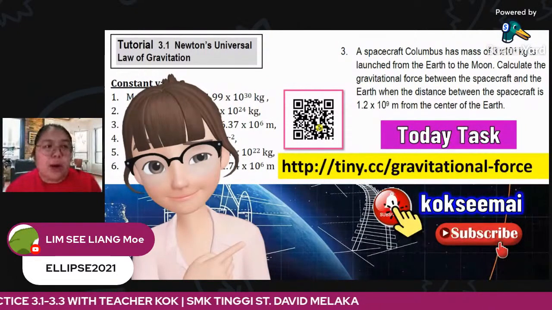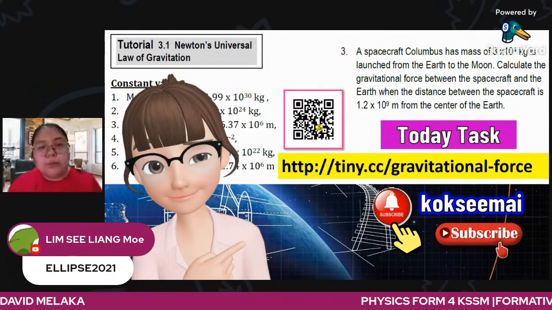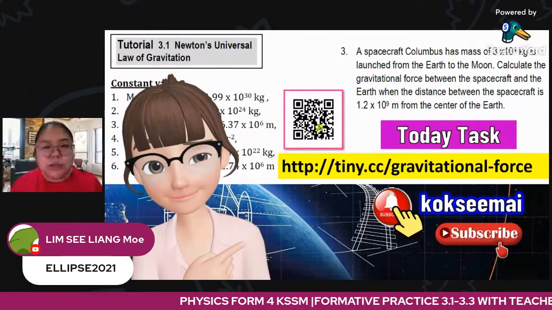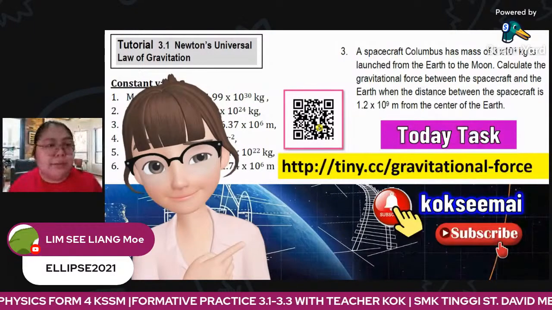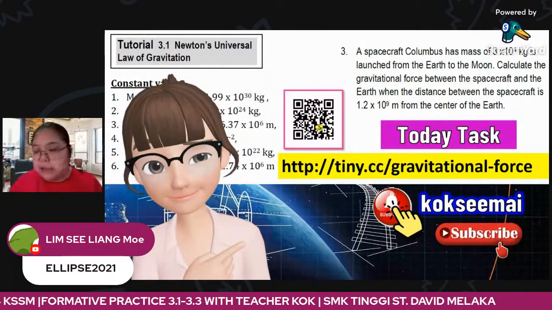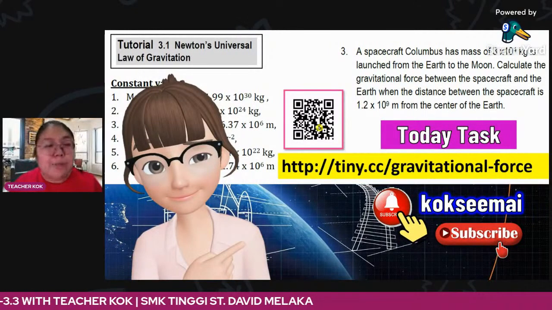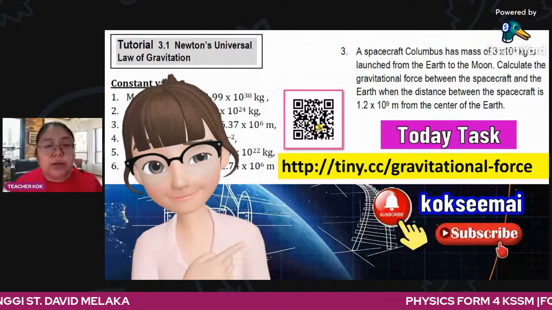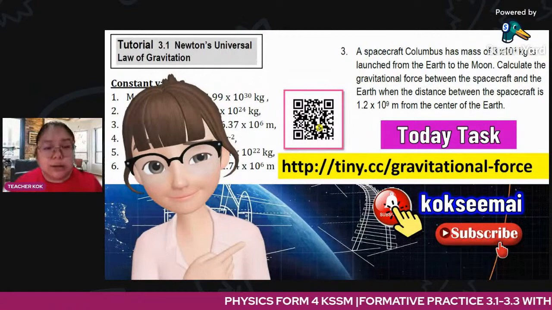One more thing, the Google form is only for MOE mail. Don't use Gmail, because we found that other students, I don't know from where, hacked into the Google form using other mail. So I locked it already. I only let MOE mail students log in. When you log in, remember you are using the school one, the government email address.